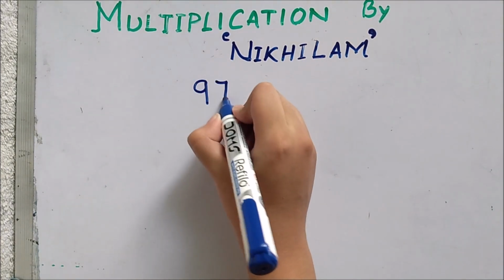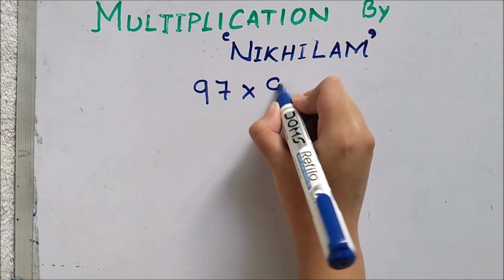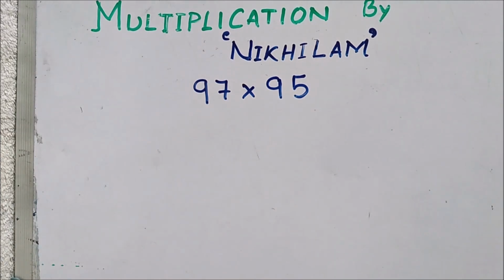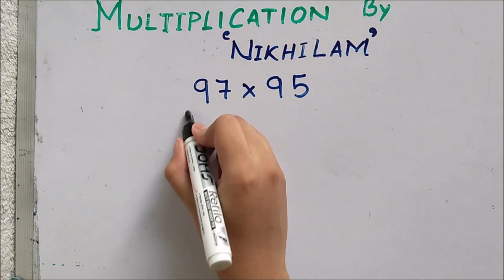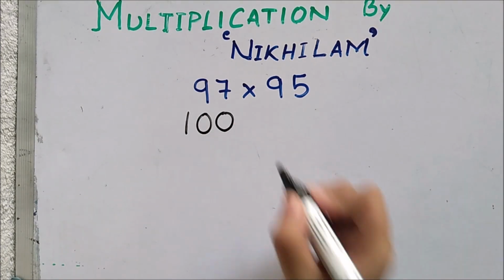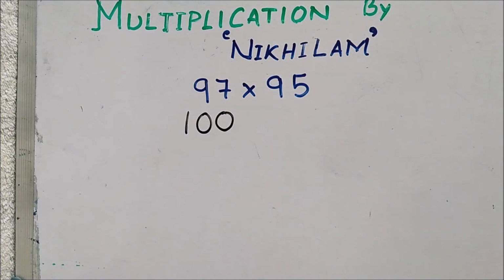Of 2-digit numbers, 97 into 95. This looks very difficult, but it is very easy to solve. Since both of the numbers 97 and 95 are 2-digit numbers, that's why we will take the base as 100. We took the base as 100 since both 95 and 97 are lesser than 100 and nearer to 100.